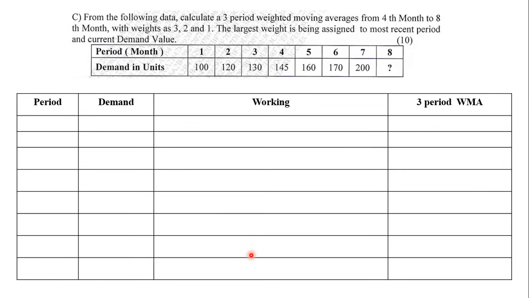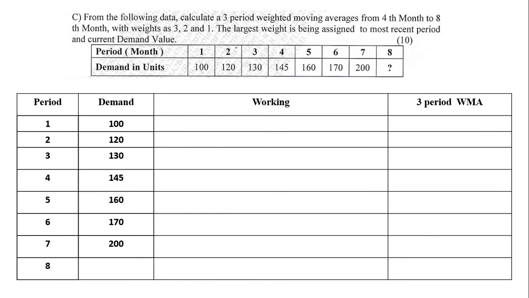So I have made a table. You will have to solve the sum in the same table. First column will be period, second is demand, that is nothing but the question's data. Third, I need a working column, and fourth is the 3-period weighted moving average. That is what they have asked us to find. So in the first column, we note down all the months: 1, 2, 3, 4, 5, 6, 7, 8. In demand, we note down the values that they have given you: 100, 120, 130, 145, 160, 170 and 200. Now see how you need to solve this particular sum.